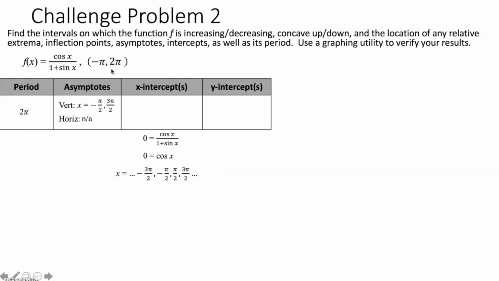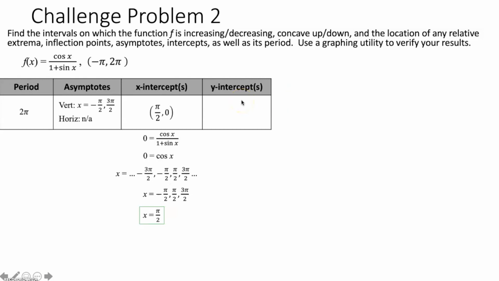Well, on this given interval, we know it's going to be negative pi over 2, pi over 2, and 3 pi over 2. And we already said that at x equal to negative pi over 2 and at x equal to 3 pi over 2, this function has vertical asymptotes. So the only x value here at which this function is going to have an x-intercept is at pi over 2. So we know the x-intercept of this function on this given interval is going to be at pi over 2 comma 0. Now what about the y-intercepts?